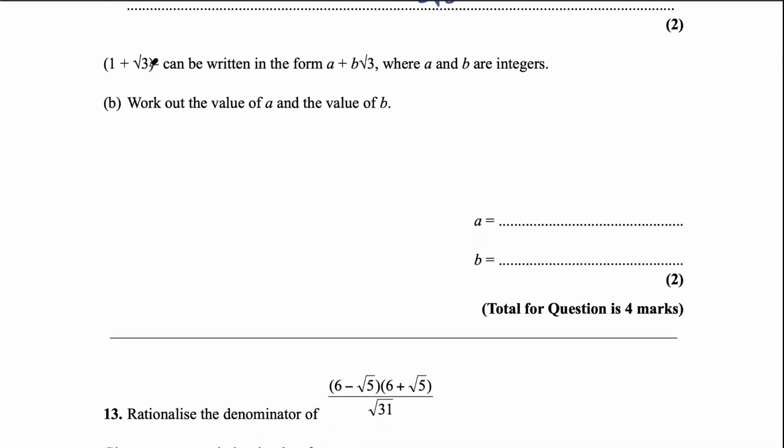Part B says 1 plus root 3 squared can be written in the form a plus b root 3, where a and b are integers. Work out the value of a and the value of b. Okay, so we need to expand these brackets. 1 squared is 1. 2 lots of 1 times root 3 would be plus 2 root 3. And root 3 squared is just 3. So this could be written as 4 plus 2 root 3. So a is 4 and b is 2.